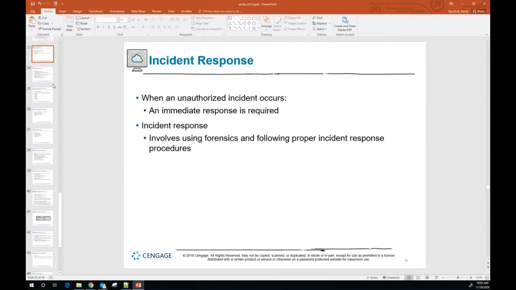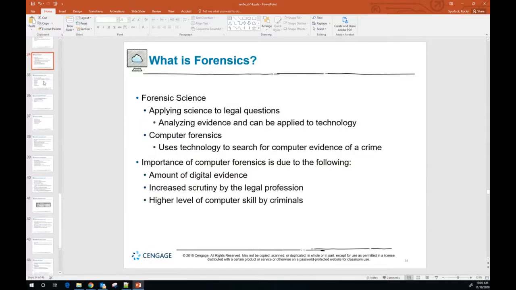We also need an incident response. So when an unauthorized incident occurs, the incident response triggers an immediate response that is required. And an incident response is using forensics and following the proper incident response procedures. Forensic science. This is applying science to legal questions. So we analyze the evidence and how this can be applied to technology. And computer forensics is using that technology to search for computer evidence of a crime.